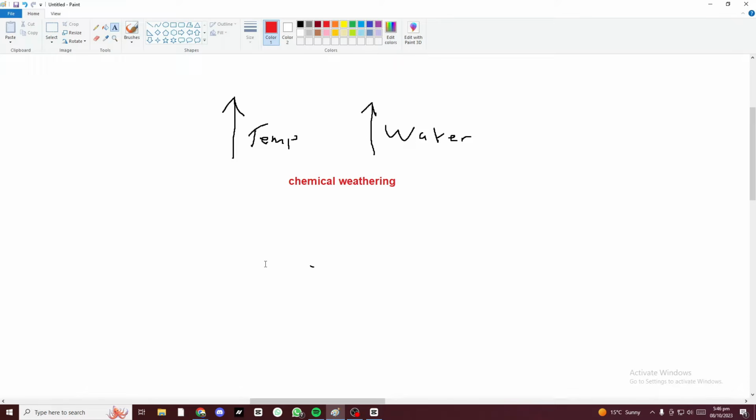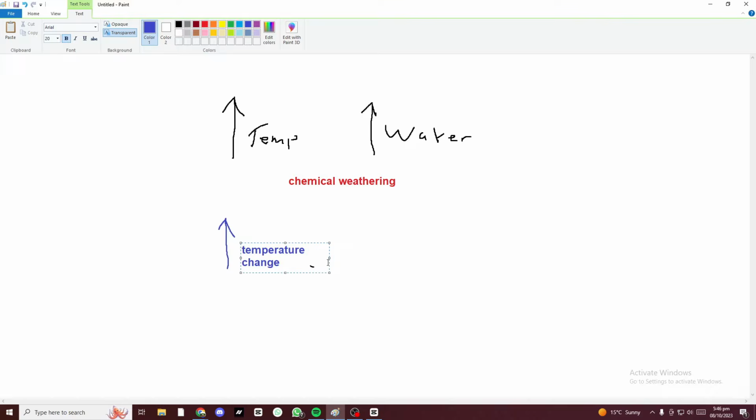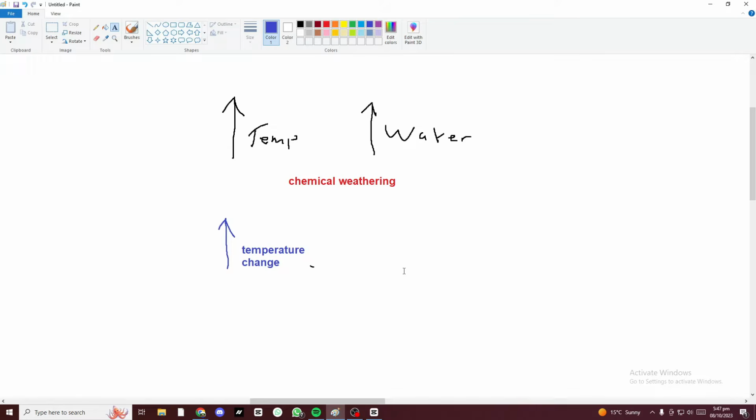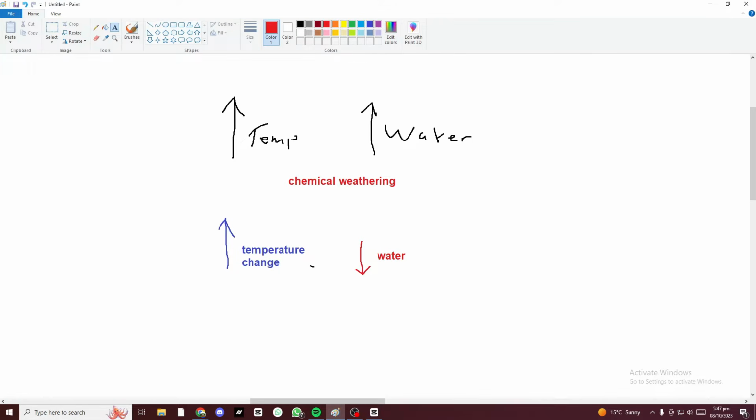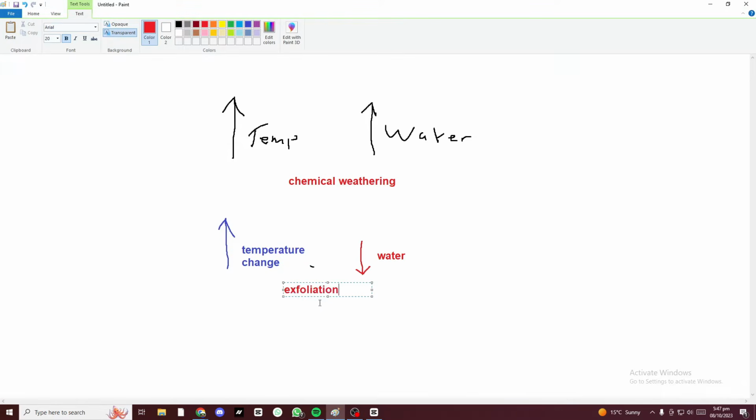Okay, so now when there is a high temperature change and when there is not a lot of water, then we will see exfoliation.